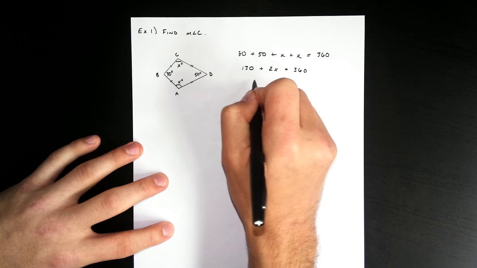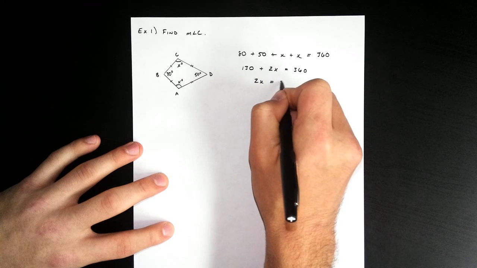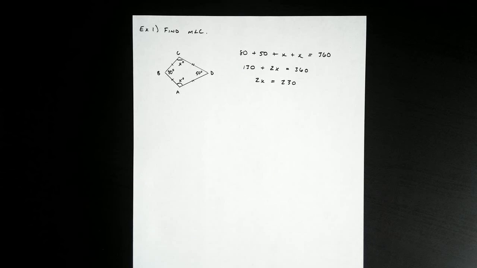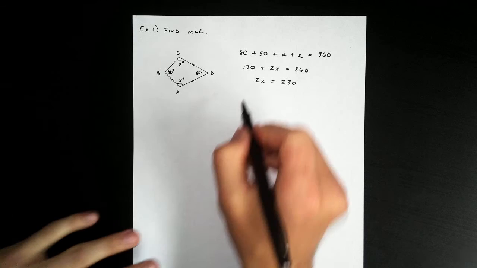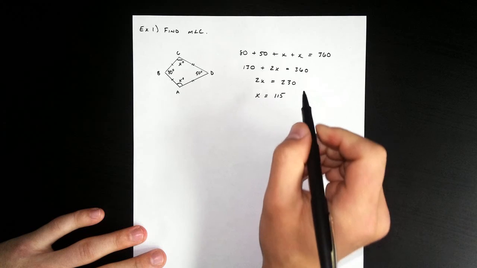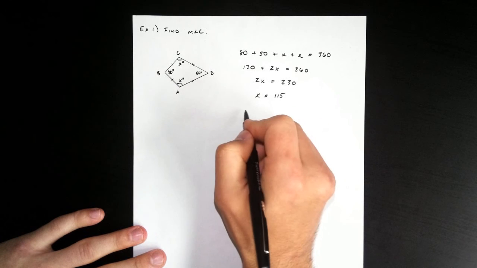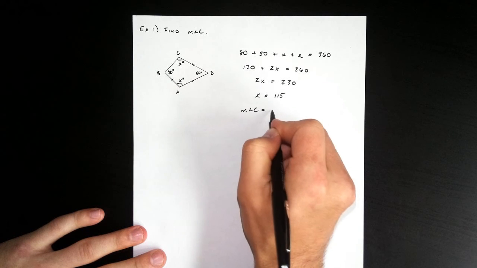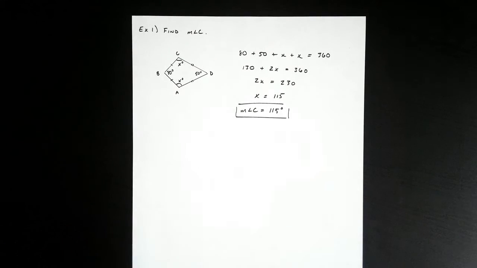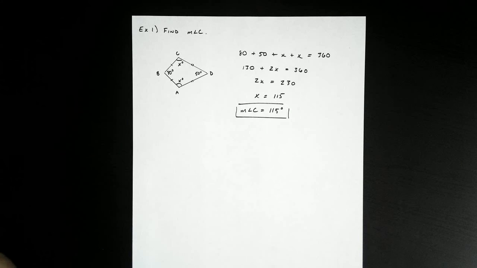Subtracting 130 from both sides, we get 2x is equal to 230. And then dividing that by 2, we get a value of x is 115. So that means that angle C is 115 degrees, as well as angle A. But there we go. So using the property, even though we were missing two angles, we could find out both of them.